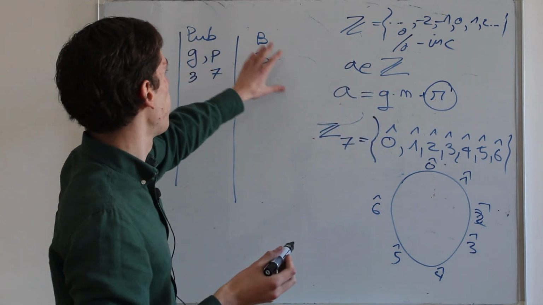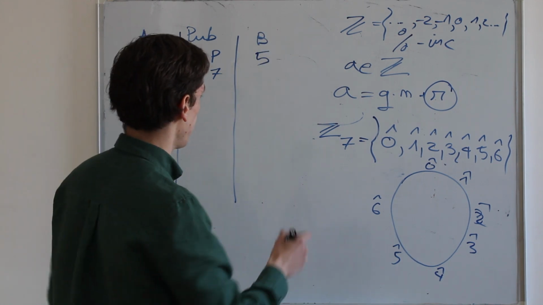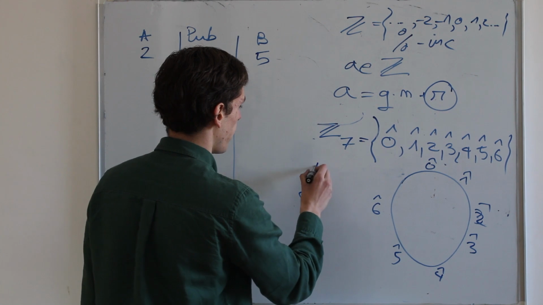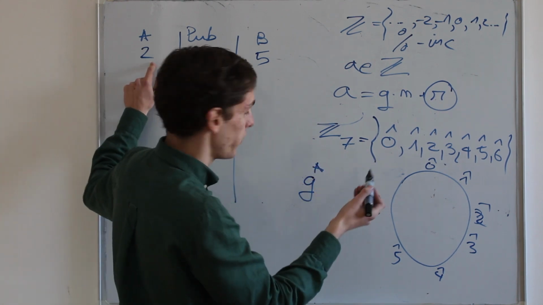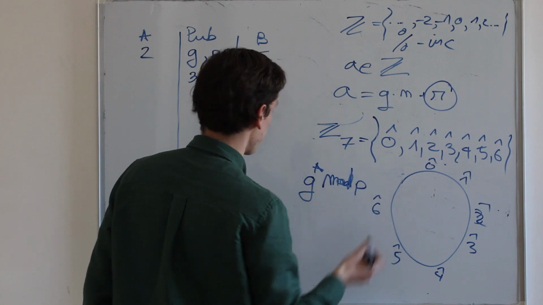Now, how do they combine their private keys with the public one? Well, they do the generator raised to the power of their private key modulus p.